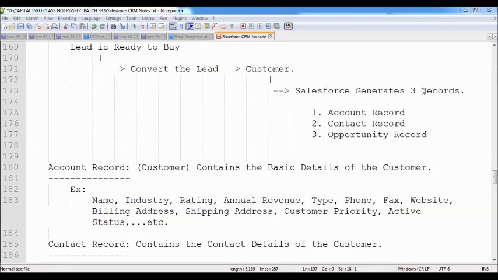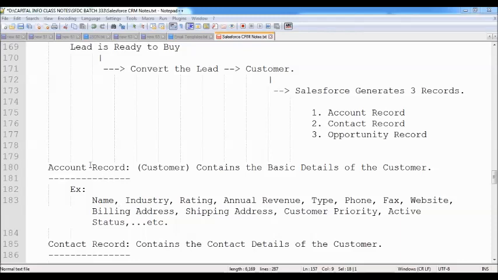Then how the sales team contacts the leads over the phone, by sending an email notification, or by meeting people directly after taking an appointment, and then how they convert the leads into customers. And whenever we convert a lead into a customer, what will happen? What exactly is the lead conversion process, how many records get generated as part of lead conversion, and what each record represents, we have discussed.